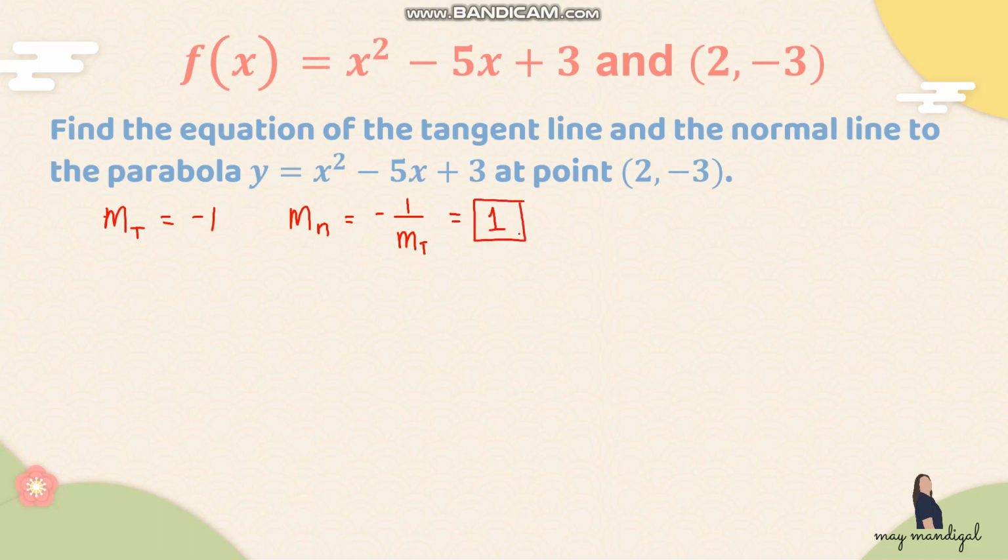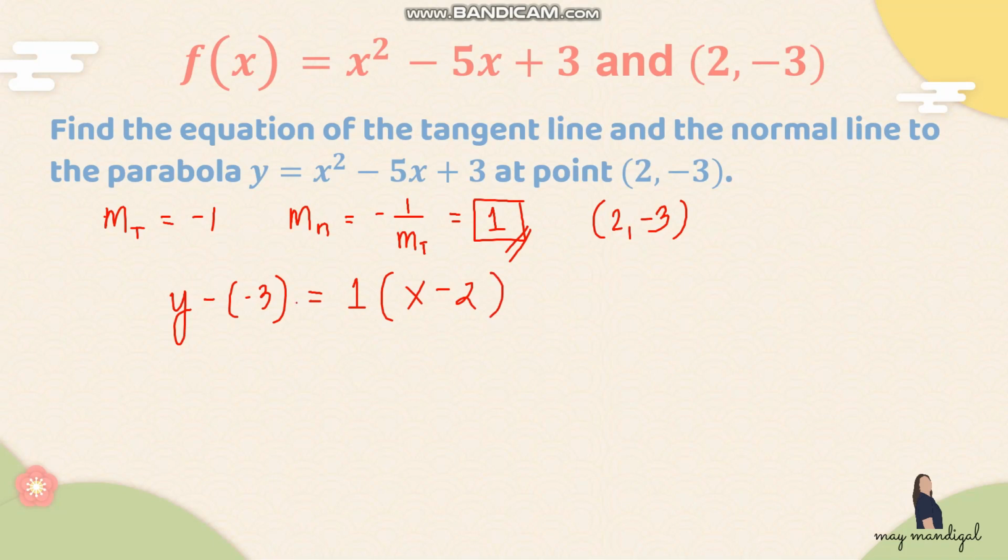So this is now the slope that we will use for our normal line, since again, the two are perpendicular with one another. And then we will be using the same point since our normal line also passes this point, the point of tangency. So we will apply the same formula, the point slope form. So y minus -3 equals, this time the slope that we will use is 1, and then x minus 2. So this is y plus 3 equals x minus 2.